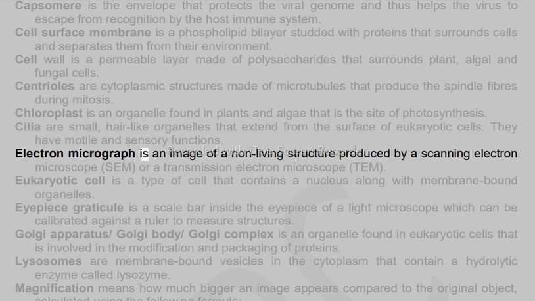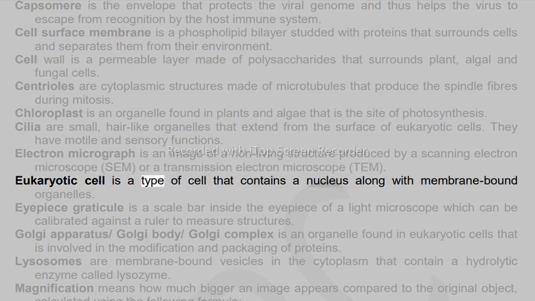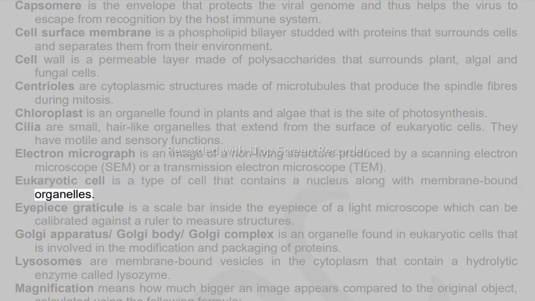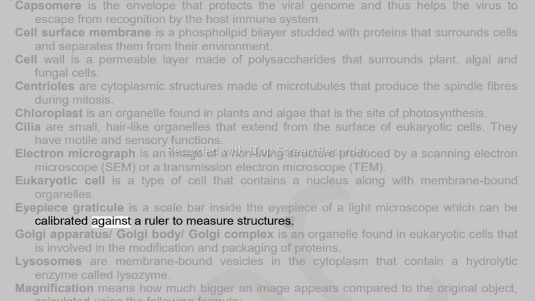Electron micrograph is an image of a non-living structure produced by a scanning electron microscope, SEM, or a transmission electron microscope, TEM. Eukaryotic cell is a type of cell that contains a nucleus along with membrane-bound organelles. Eyepiece graticule is a scale bar inside the eyepiece of a light microscope which can be calibrated against a ruler to measure structures.